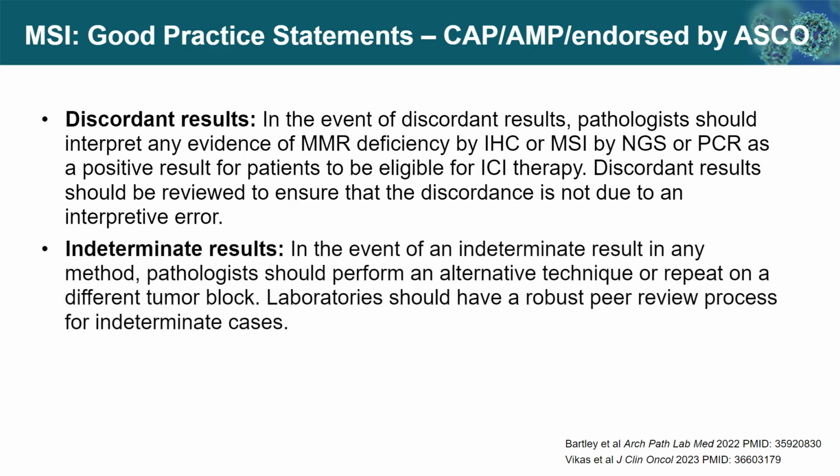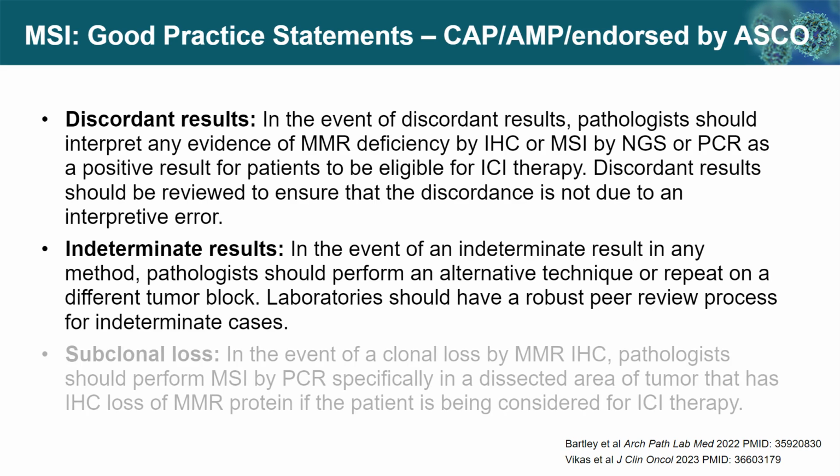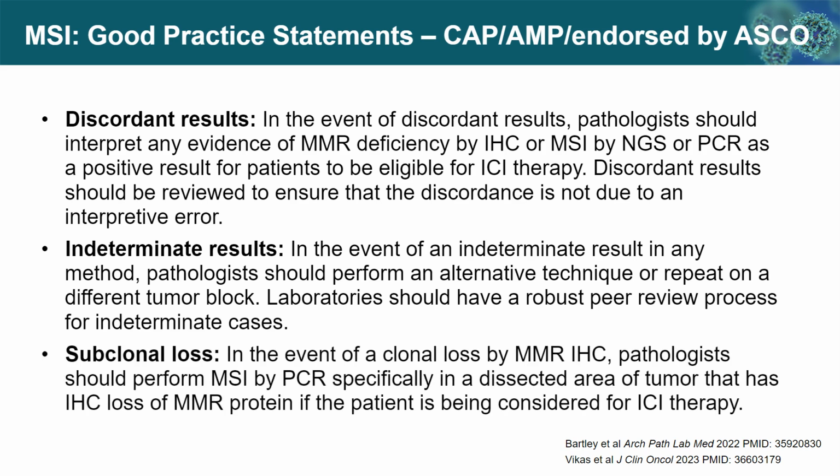In the event of an indeterminate result in any method, pathologists should perform an alternative technique or repeat on a different tumor block. Laboratories should have a robust peer review process for indeterminate cases. In the event of a subclonal loss by MMR-IHC, pathologists should perform MSI by PCR specifically in a dissected area of tumor that has IHC loss of MMR protein if the patient is being considered for ICI therapy.